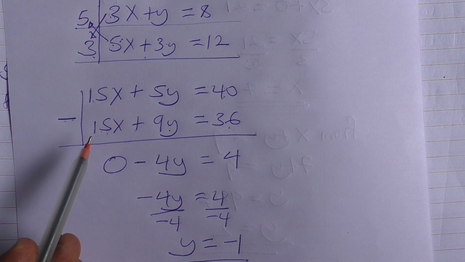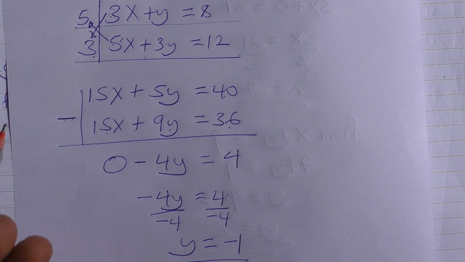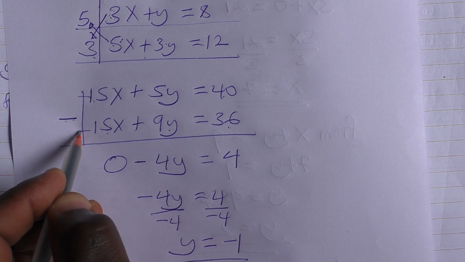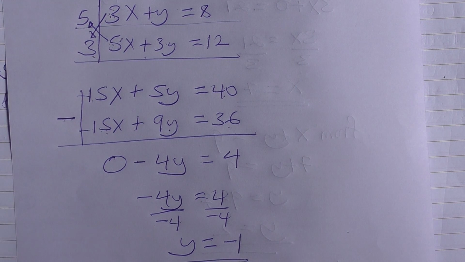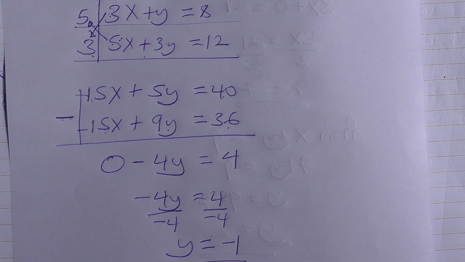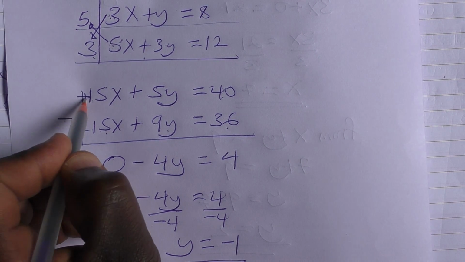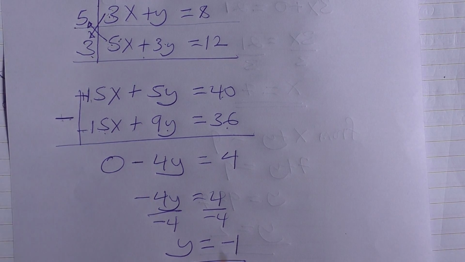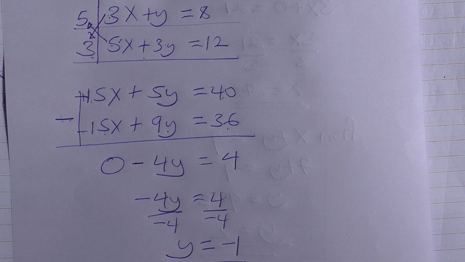In other words, when they are having the same signs, even though it was a minus and a minus, as long as the signs are the same, you must subtract. We only add if the signs are different. If it was positive and a minus, you could add. Those are the principles you must get.